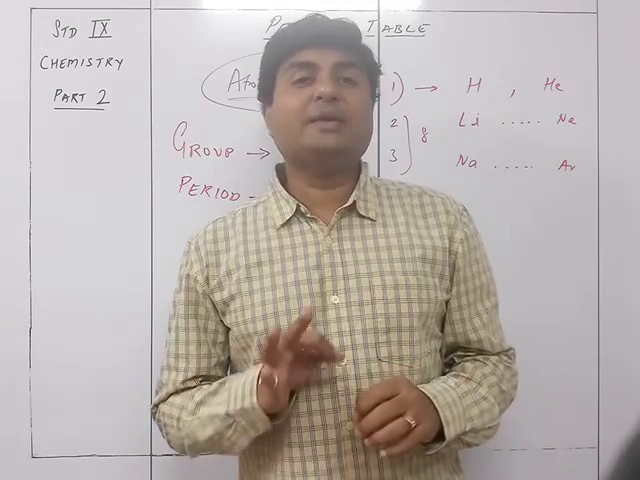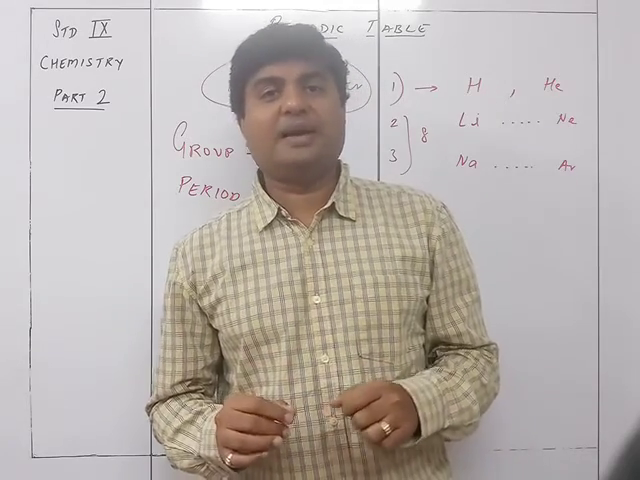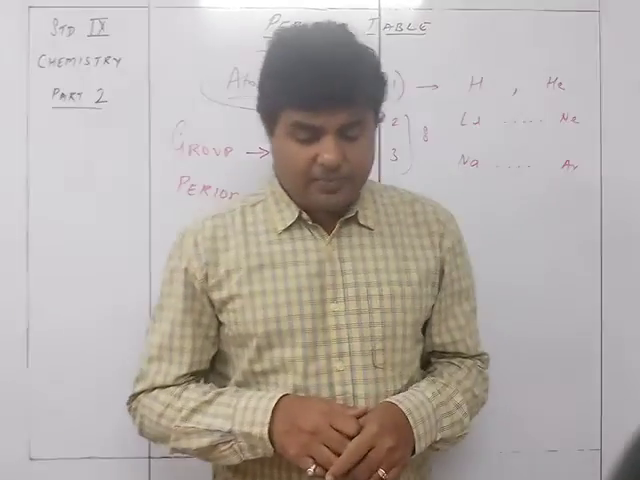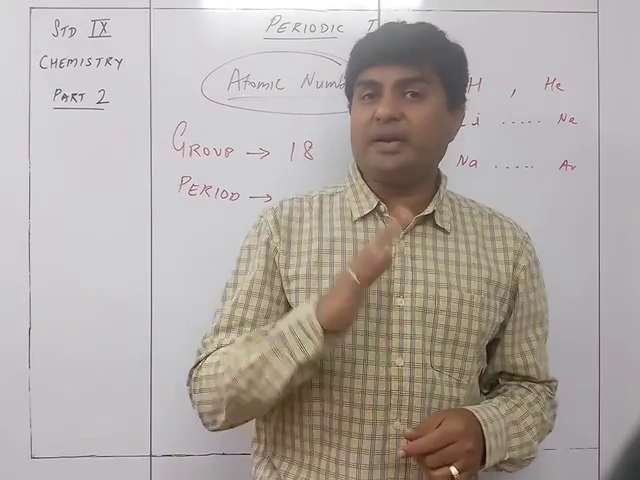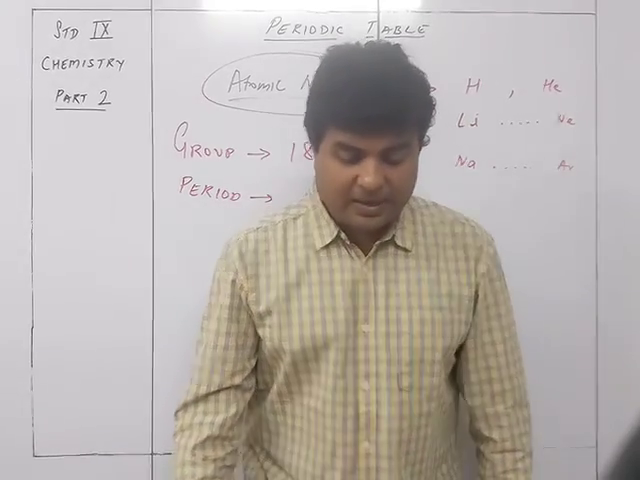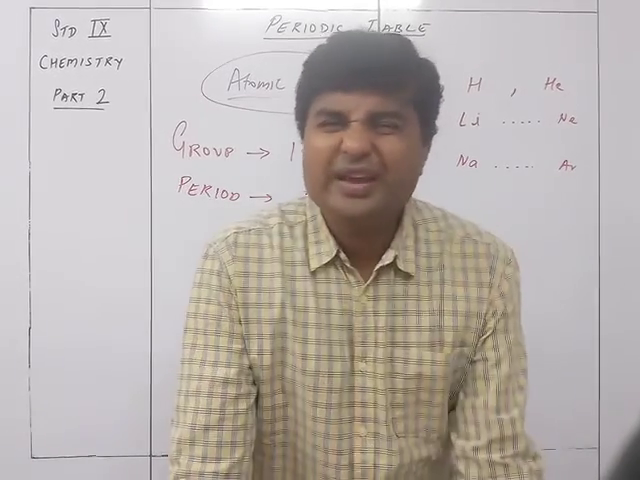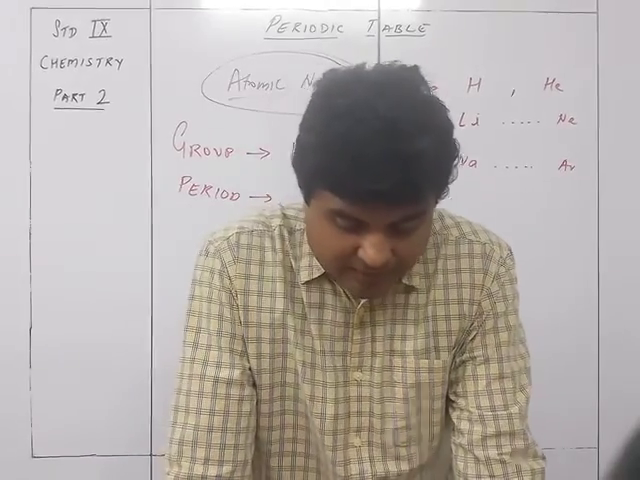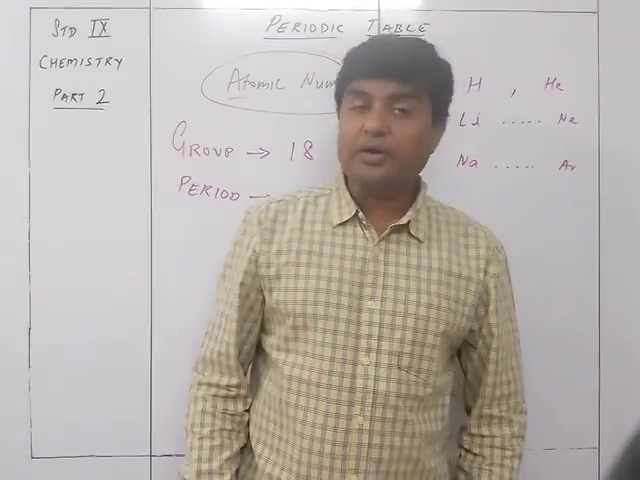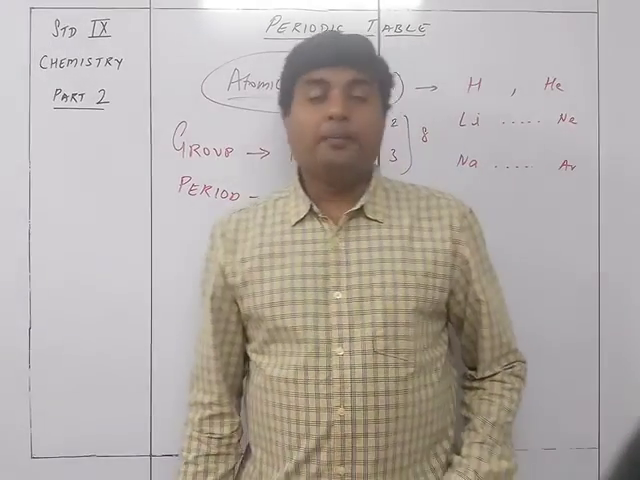So the similarity in a particular group is that the valence electrons are going to remain the same, and hence the chemical properties remain the same, because chemical properties are dependent on the valency of the element. Hence the chemical properties are going to remain the same or vary slightly and gradually. So chemical properties are dependent on the outermost electron configuration. But what is the transition?